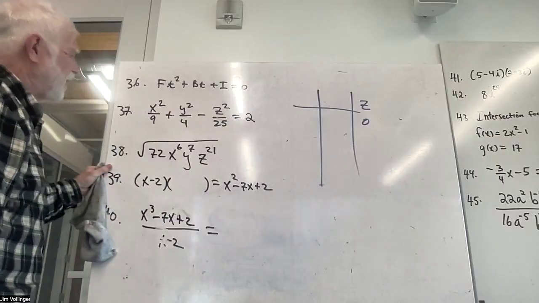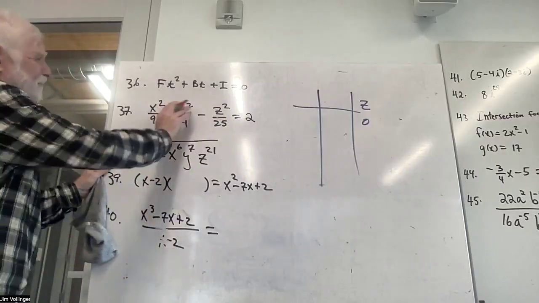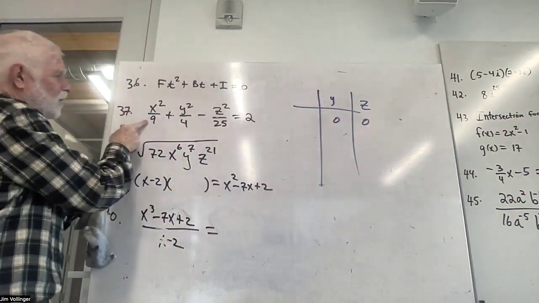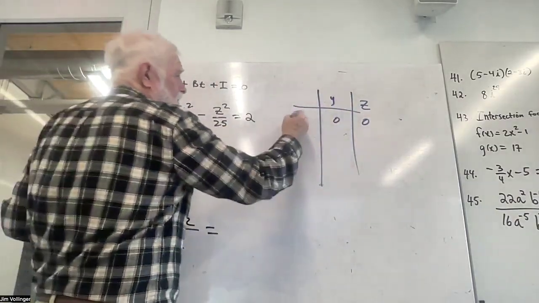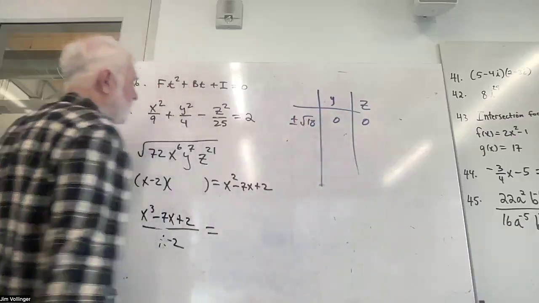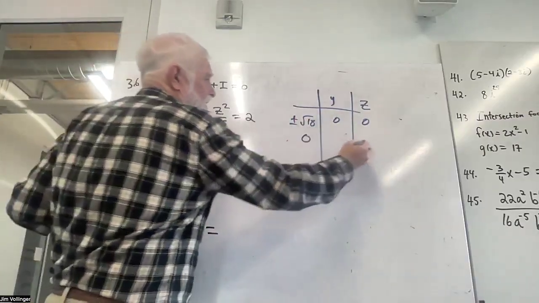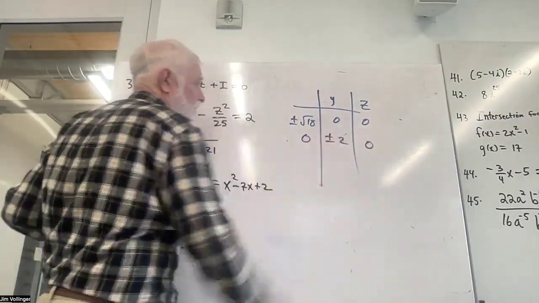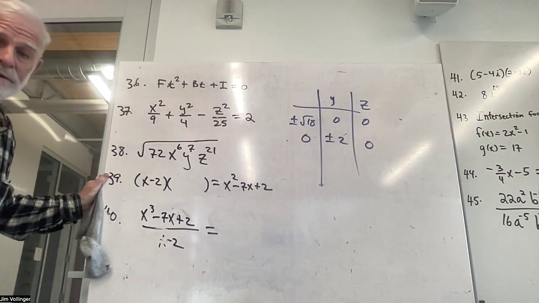So what gets me positive 2? Well, let's let y equal 0. Then I'm only solving x squared over 9 equals 2, and that's plus minus the square root of 18. If I let x equal 0, that might have been easier. If I let x equal 0, then I'm seeing plus minus 2. So there's 4 coordinates. It only took 10 seconds.